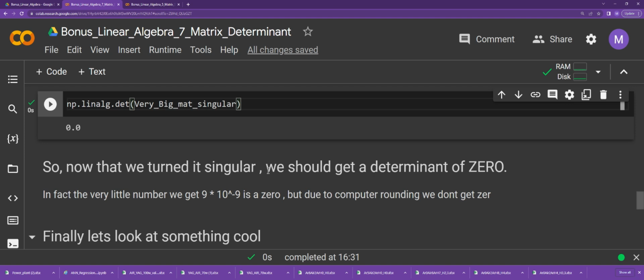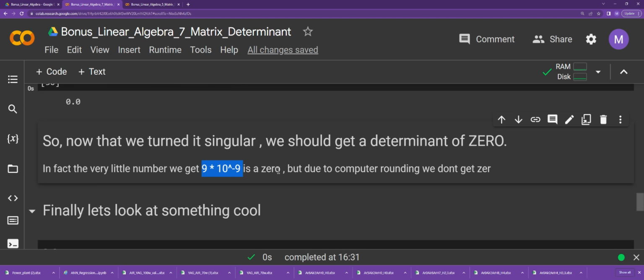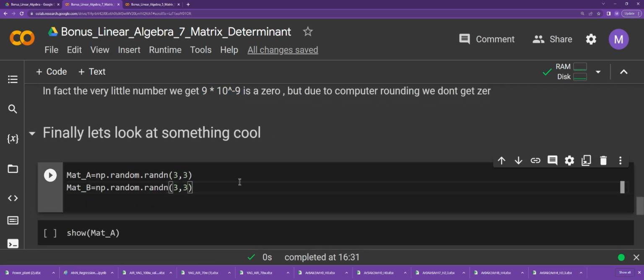And I've just put that here. I think in the previous run, when I was preparing this for you, it came out as 9 times 10 to the power minus 9, depending on the random value that was chosen. But that's what I just mentioned, bear in mind this is 0. You don't say that that's my determinant. You really have a 0 determinant there. And something cool, guys, to close the section with.